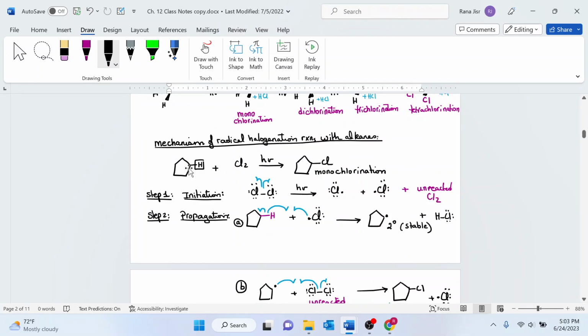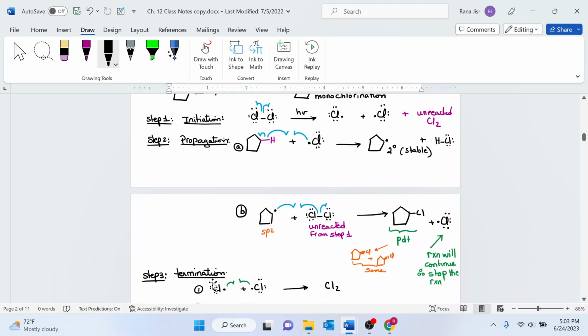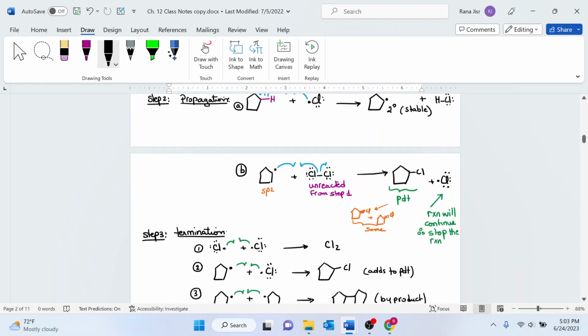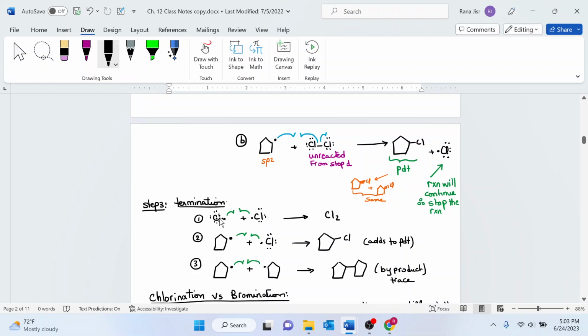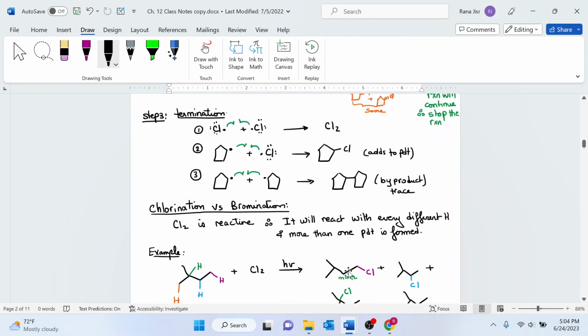So for example, in this one, I only have one type of hydrogen. All of these hydrogens are the same. So the chlorine is going to replace just this hydrogen, and you're going to get the monochlorination product. The reaction is going to proceed by initiation, propagation, and termination. Always the end of the propagation is going to be your product in there, and then you are going to eliminate all the radicals in the solution by reacting them with each other and stopping the reaction.